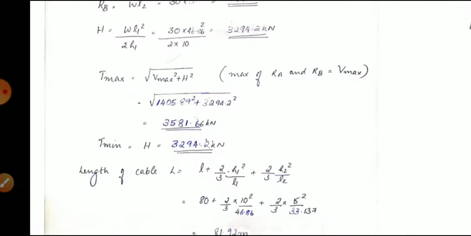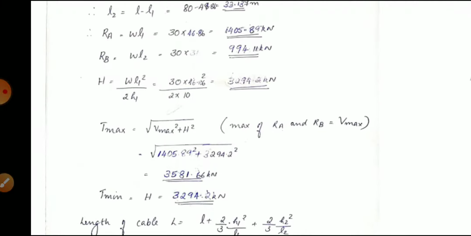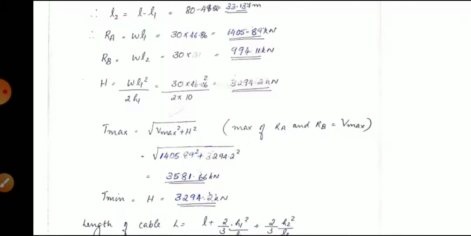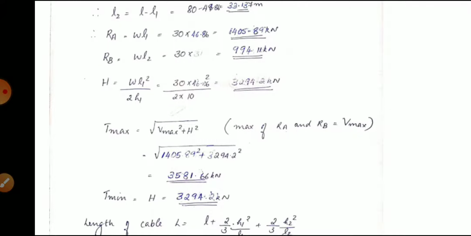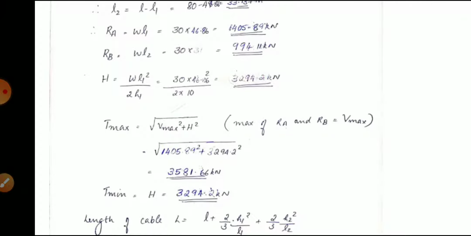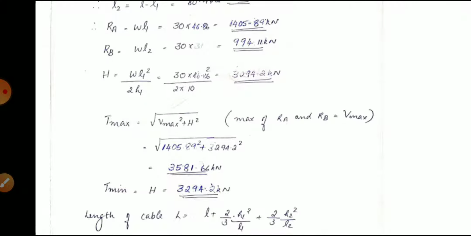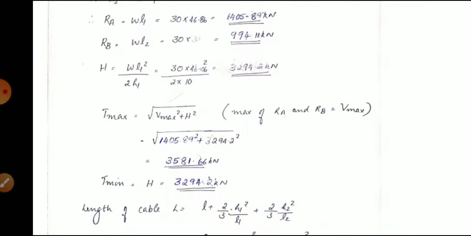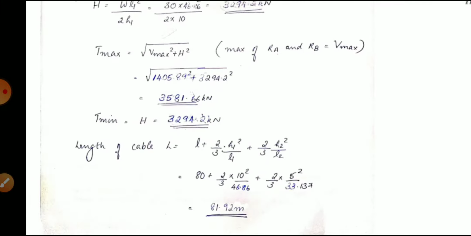So what was the values of RA and RB? RA you obtained it as 1405 and RB as 994. Which one is higher? The reaction RA is higher. So substitute Vmax as RA. The value of H we have already found out. So substituting those in our equation for Tmax, we can solve for Tmax. We'll get it as 3581.66 kilonewton.